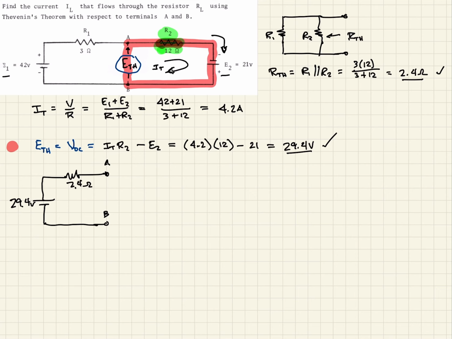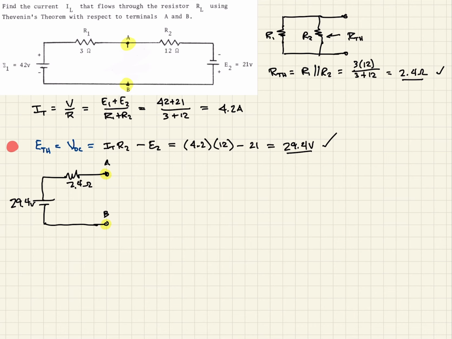And so just to reiterate, make sure we understand, if we take out what's in the middle here, this is what we could replace it with. So we can replace between A and B with this circuit here. So those should be the same thing. If we put a voltage meter there, we should measure 29.4 volts between A and B. And then if we were to measure the resistance with the voltage sources shorted, that should be the resistance.